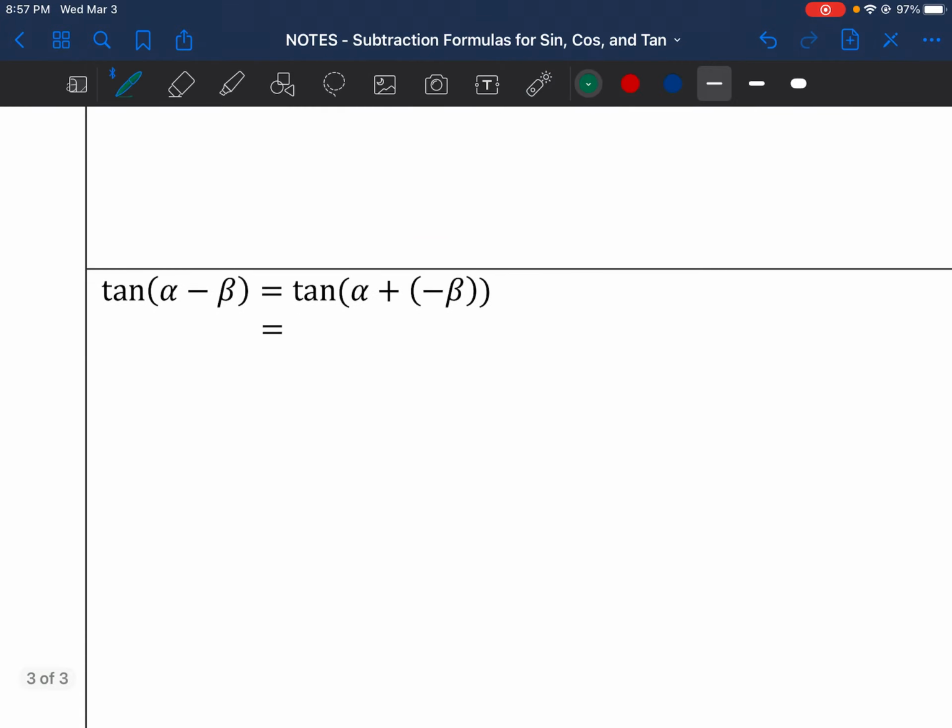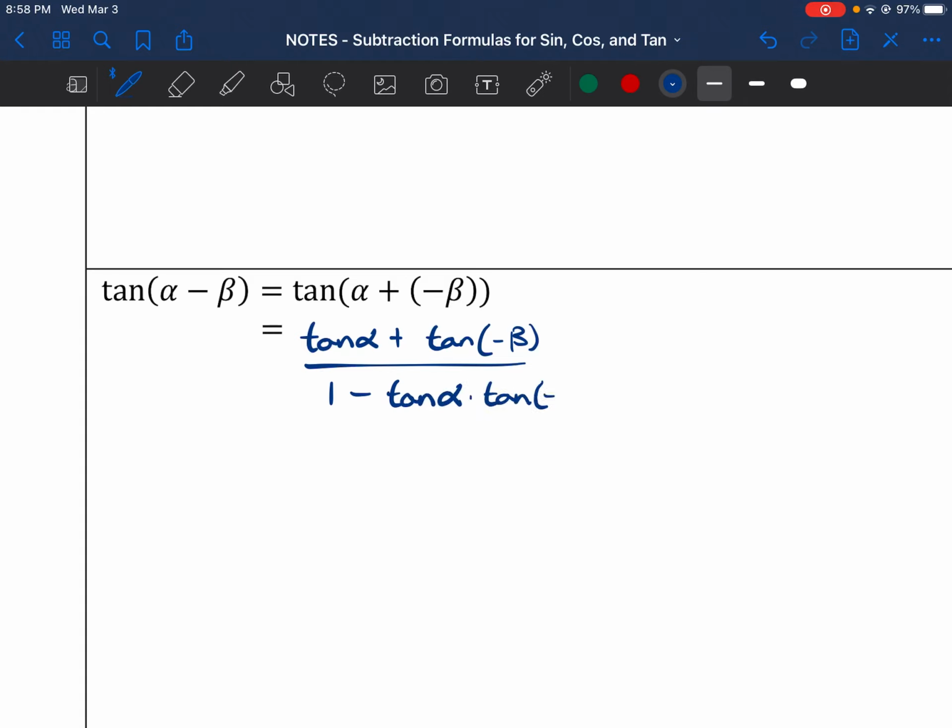Okay, and the last one that we want to go ahead and derive is going to be for tangent. So we're going to try to derive a formula for the tangent of alpha minus beta. One more time, let's represent alpha minus beta as alpha plus negative beta. And using the formula that we derived yesterday, we know that this is going to be tangent of alpha plus tangent of negative beta divided by 1 minus tangent of alpha times tangent of negative beta. Okay, so this is coming straight from the sum formula, because we have a sum now, for tangent.